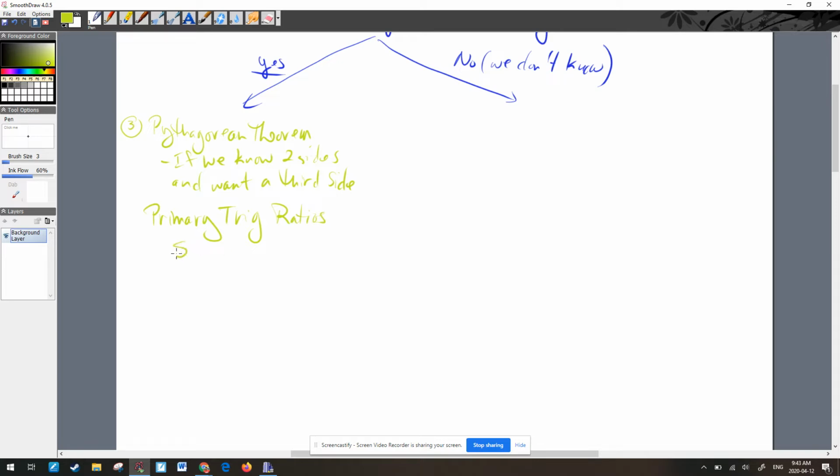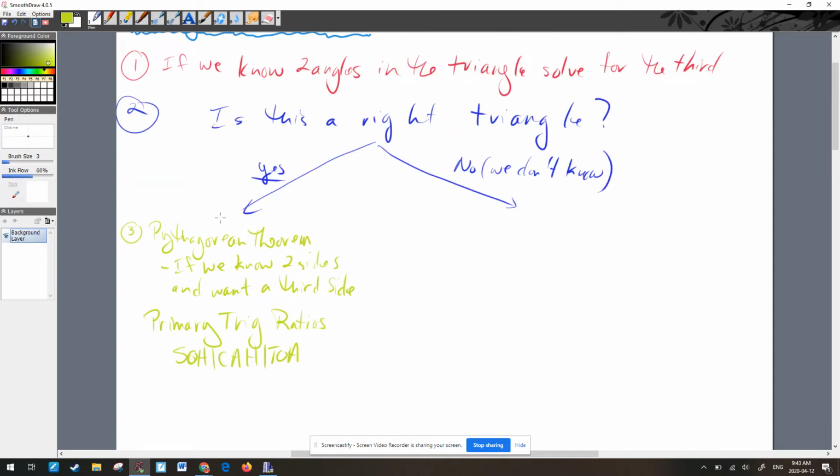And that is, of course, SOHCAHTOA. Now, I'm not going to put the cookbook recipe of how to use SOHCAHTOA in here. We've done that before. You can look back in your notes or theoretically to my other video on that. But if we ask the question, is this a right triangle? Yes. Well, that means we can use Pythagorean theorem or we can use primary trig ratios. Okay, so that's not bad. We should be fairly proficient with that by now.